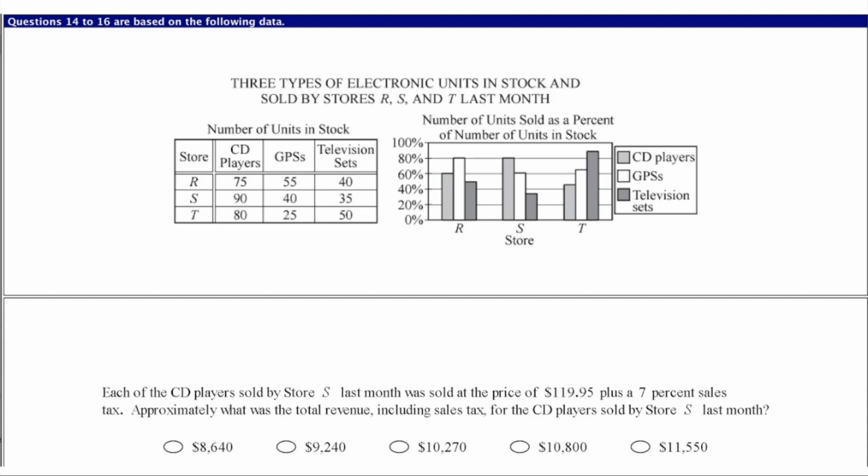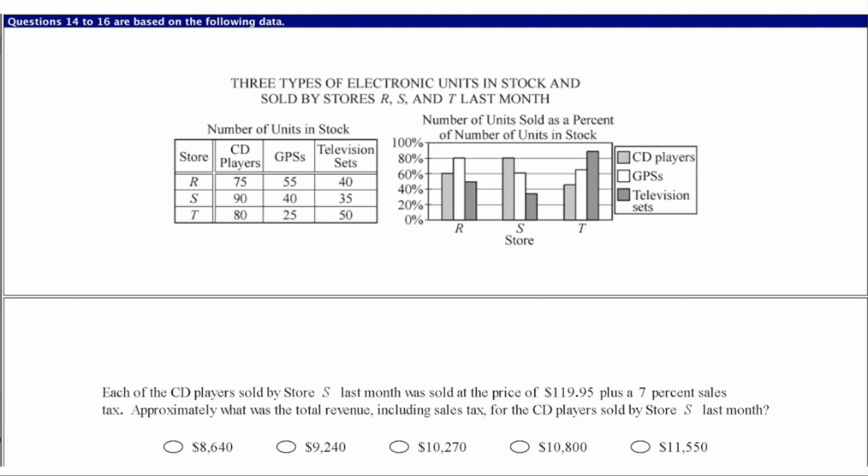So we'll start by just giving it a quick read through. Each of the CD players sold by store S last month was sold at the price of $119.95 plus a 7% sales tax. Approximately what was the total revenue, including sales tax, for the CD players sold by store S last month? Now, if we try to take all of that in at once, we're going to go, whoo, that's way too much. There's way too much stuff in there to do all at once, and we'll probably make mistakes. So we're going to try to break this up a little smaller.